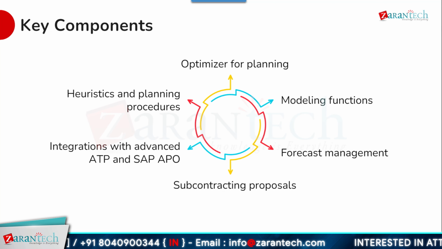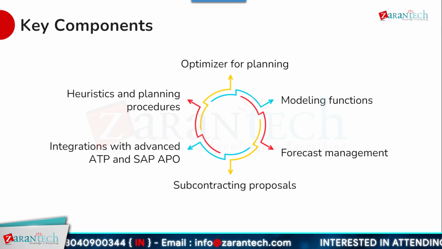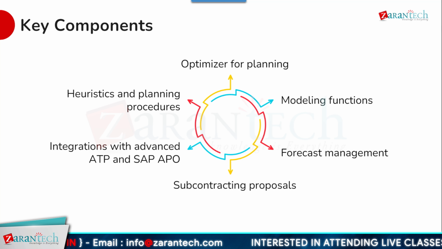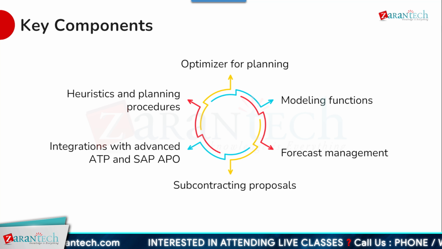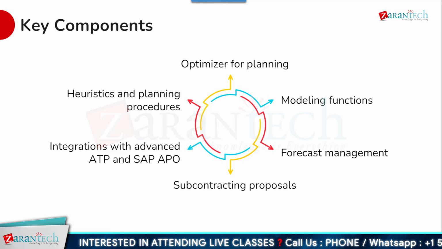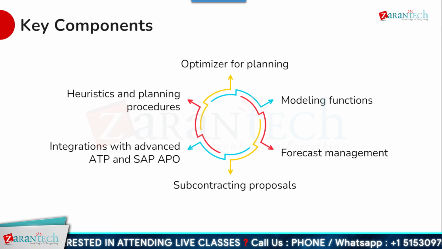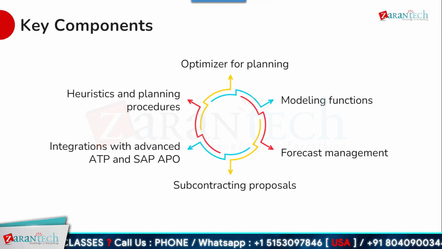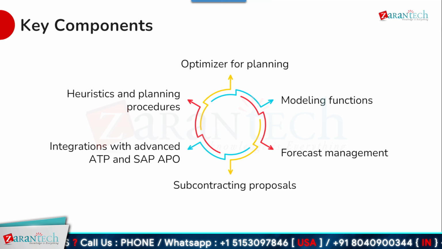Now here we can see the several key components in SAP S/4HANA PPDS. SAP S/4HANA PPDS consists of several key components that work together to optimize production planning and scheduling. It includes modeling functions to accurately represent the production environment, including resources, operations, and constraints, and forecast management capabilities that allow businesses to predict demand and adjust production plans accordingly.